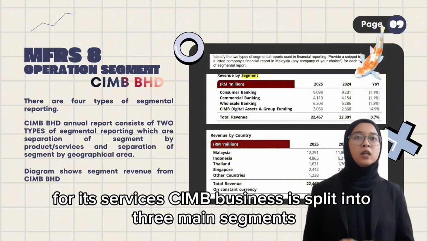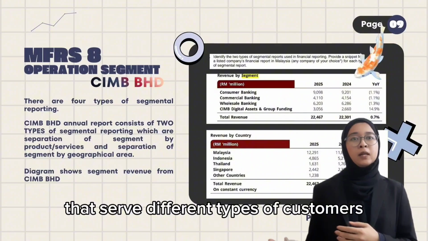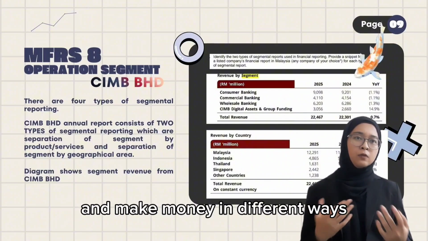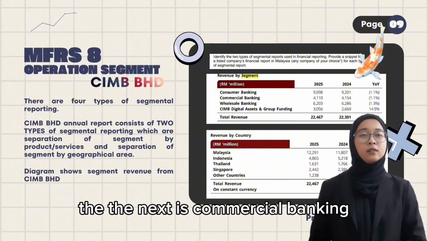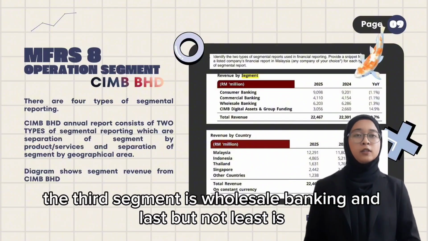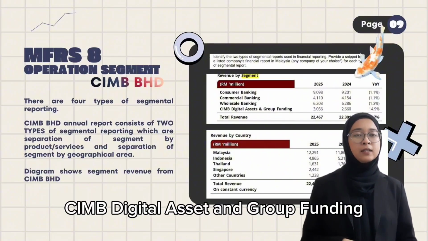For its services, CIMB's business is split into three main segments, basically the different parts of the bank that serve different types of customers and make money in different ways. The first segment is consumer banking, the next is commercial banking, the third segment is wholesale banking, and last but not least is CIMB digital assets and group funding.